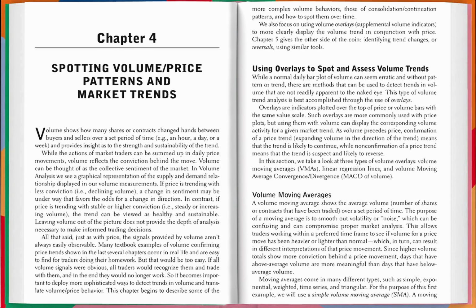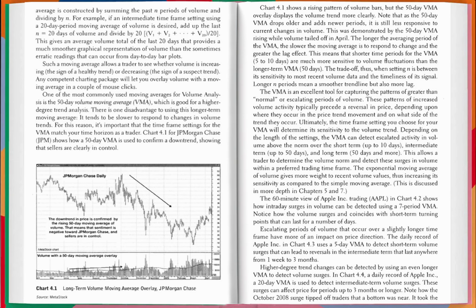Moving averages come in many different types, such as simple, exponential, weighted, time series, and triangular. For the purpose of this first example, we will use a simple volume moving average, SMA. A moving average is constructed by summing the past n periods of volume and dividing by n. For example, if an intermediate time frame setting using a 20-day period moving average of volume is desired, add up the last n equals 20 days of volume and divide by 20. This gives an average volume total of the last 20 days that provides a much smoother graphical representation of volume than the sometimes erratic readings that can occur from day-to-day bar plots.